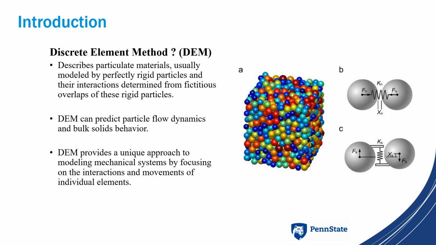The significance of the DEM is that it provides a unique approach to modeling mechanical systems by focusing on the interactions and the movements of individual elements. This method is essential for understanding the fundamental behavior of systems with a discrete internal structure, with changes in the response to external forces. For instance, the failure of a masonry vault is often determined by the separation or sliding of neighboring layers, a phenomenon that DEM can simulate accurately.